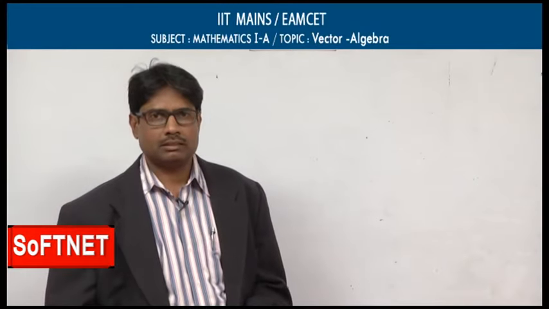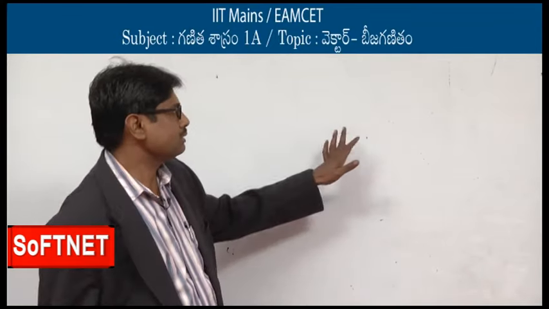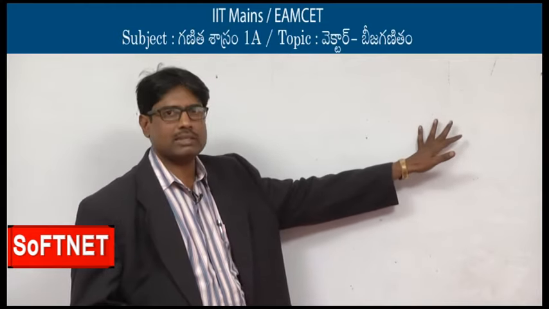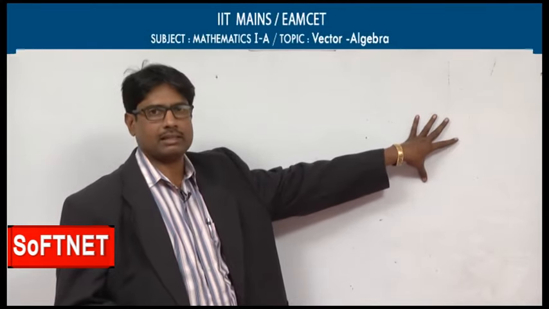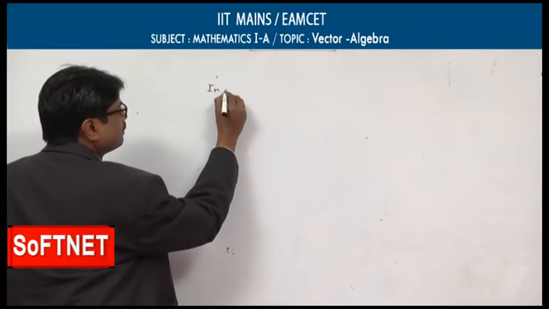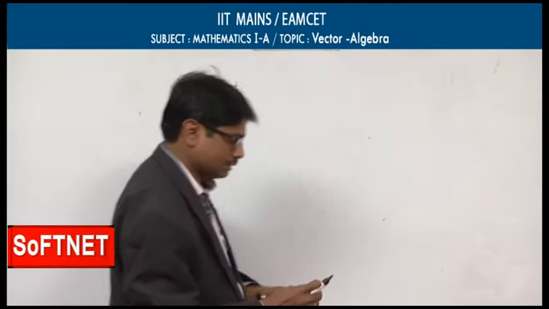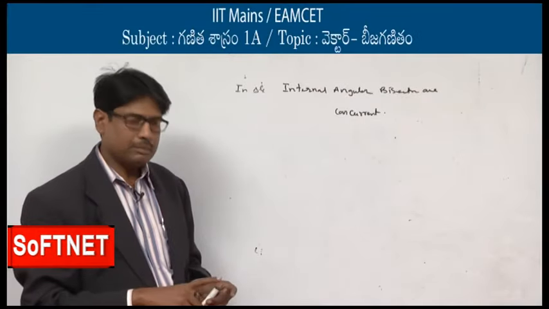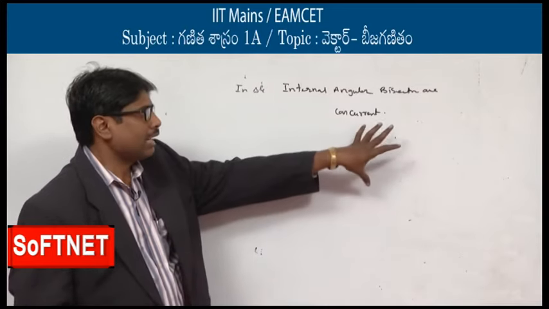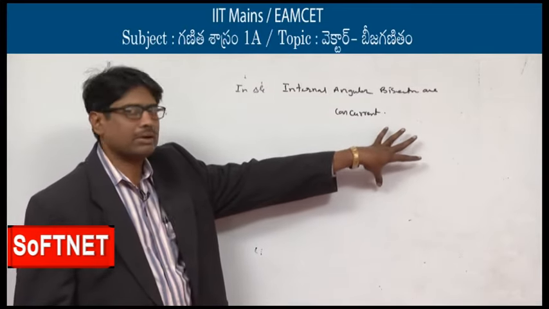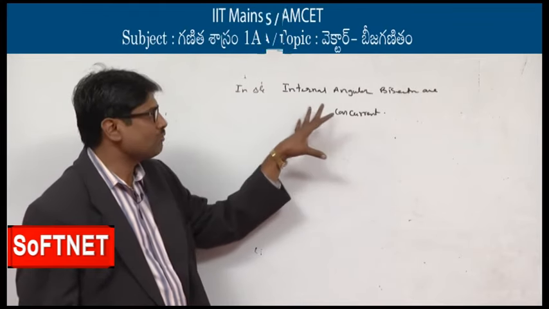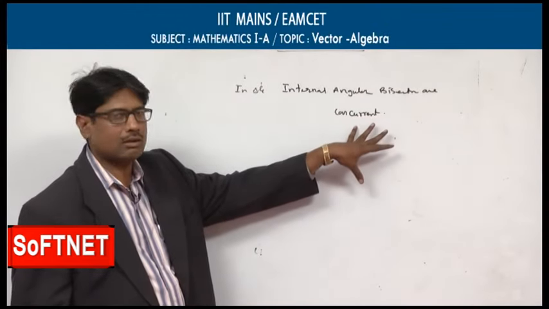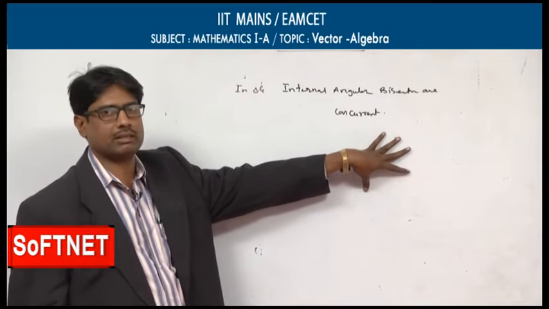Earlier we did the point of intersection of the medians in a triangle, and of the medians in a tetrahedron. Now I will discuss the definition of the internal angular bisector in a triangle. In a triangle, internal angular bisectors are concurrent. Just now we did that in a triangle medians are concurrent, and calculated the position vector of the concurrency point, the centroid. Now we prove that internal angular bisectors are concurrent, and find the position vector of the concurrency point.